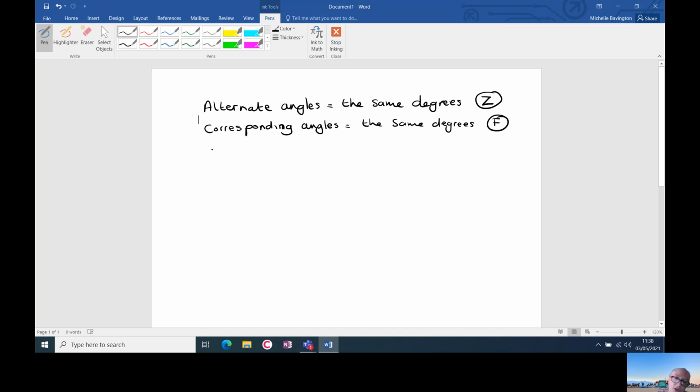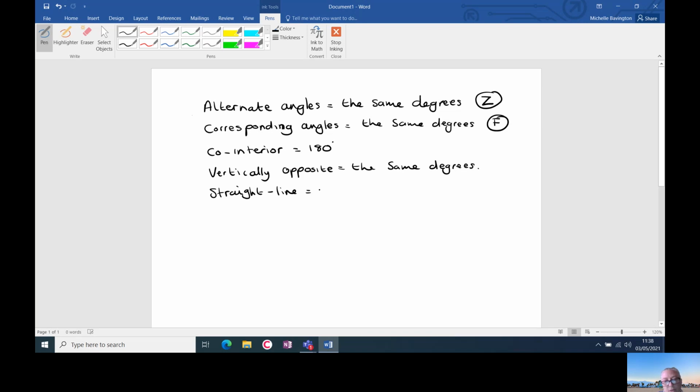We have co-interior, which equal 180 degrees, and we have vertically opposite, which equal the same degrees. We also have a straight line, which equals 180 degrees. We have the circle, which equals 360 degrees. And we have another one, but I'll show you that as we go.